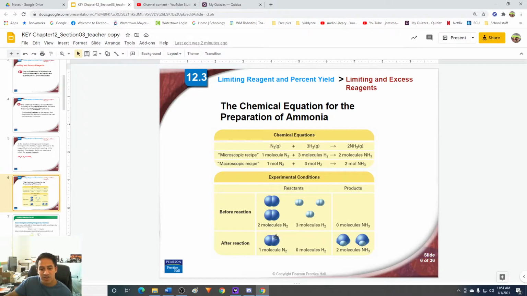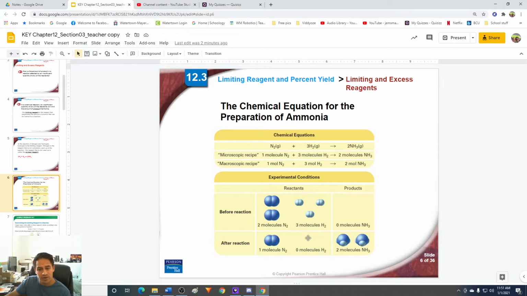And this reaction could keep on going if we had more hydrogen. But unfortunately, we only had 3 molecules to begin with, and those 3 were used up when we reacted it with the first molecule of N2. Therefore, H2 is now gone, and our reaction cannot continue anymore. Therefore, our H2 is our limiting reactant. Our hydrogen is limiting.